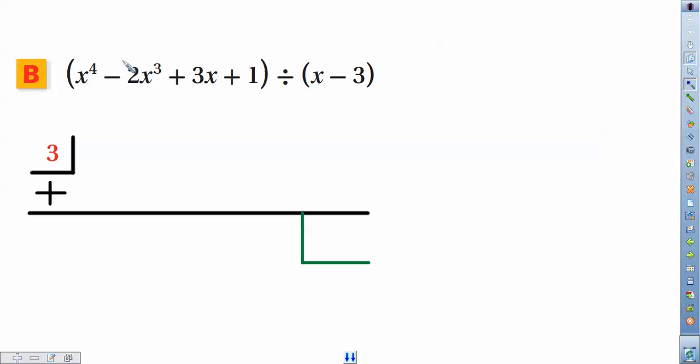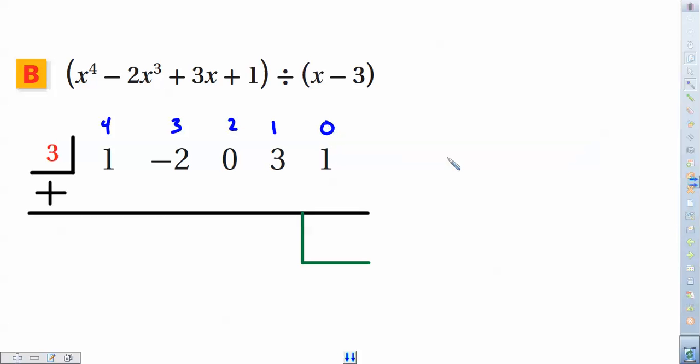We have 1, we have negative 2. Notice fourth power, third power. Where's second power? It's not there. So we need to put a 0 in there for that spot. And then there's our first power, so 3. And then there's our 1 right there. So we've got to put a 0 in the proper spot. So we have it now: fourth power, third power, second power, first power, 0 power.